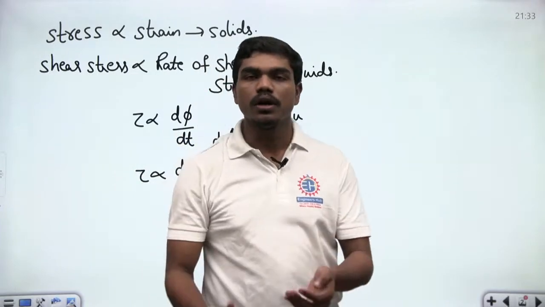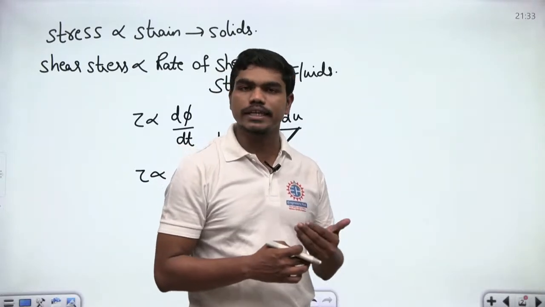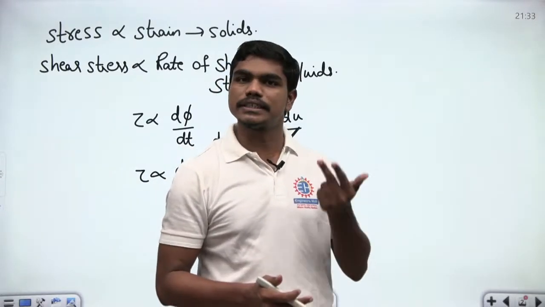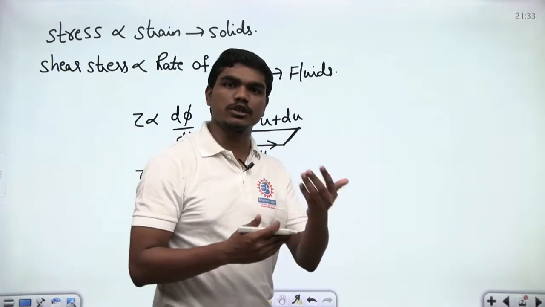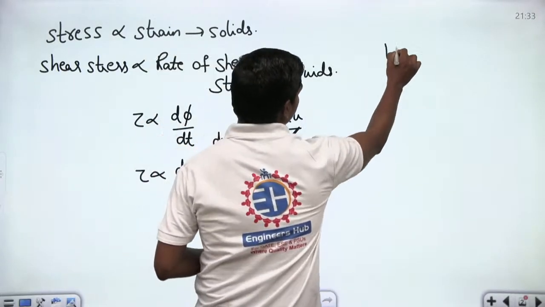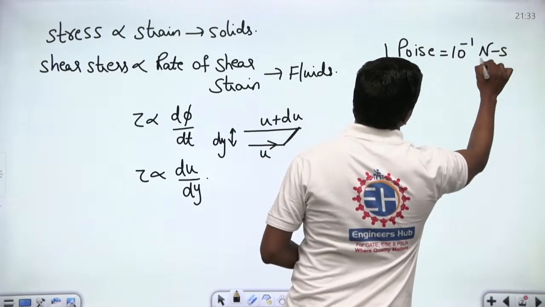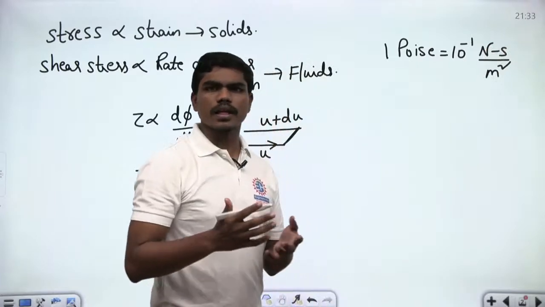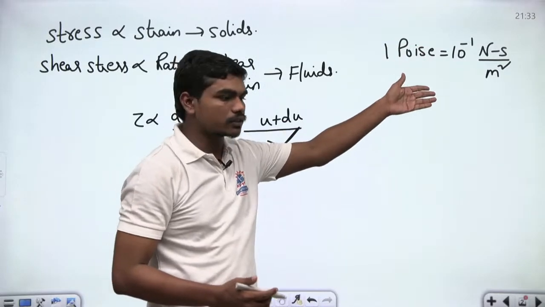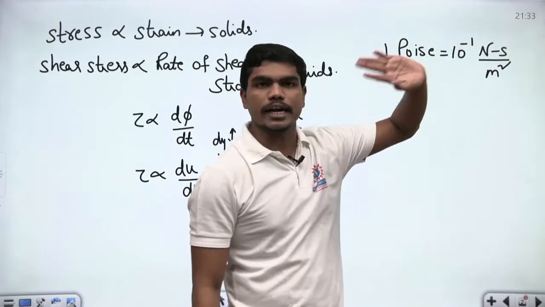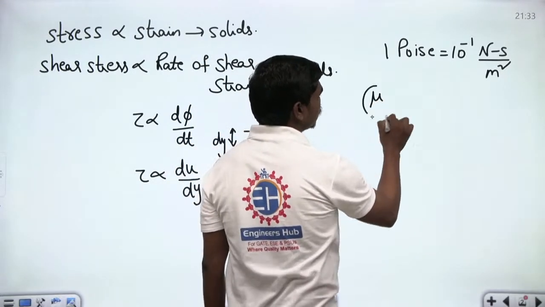Then we moved on to the proportionality constant, basically the dynamic viscosity. In dynamic viscosity we have also seen the SI units, MKS units and CGS units, and the conversion of SI units of dynamic viscosity to CGS units, correct? We have seen that 1 poise is equal to 10 to the power minus 1 Newton second per meter square. In CGS, poise is the unit of dynamic viscosity, and this poise is equal to 10 to the power minus 1 Newton second per meter square. Then we have seen how this mu varies with temperature, correct?